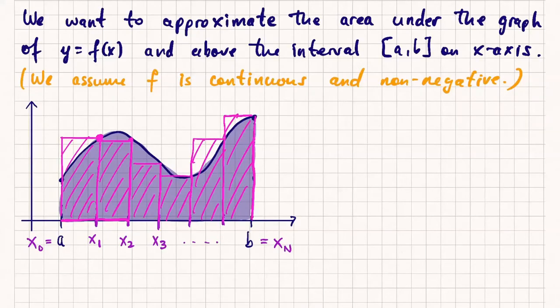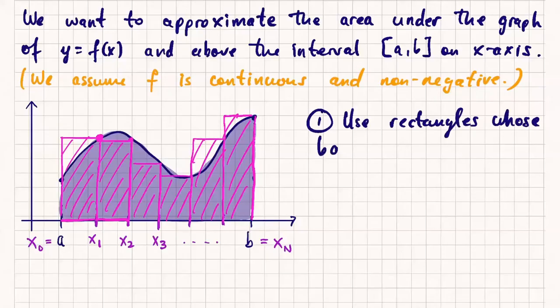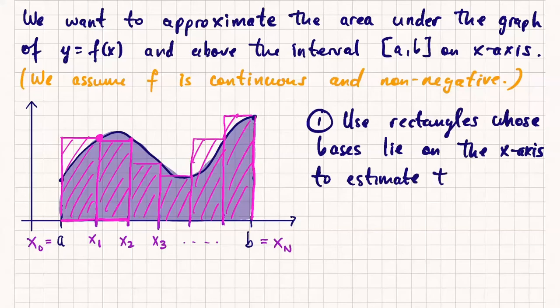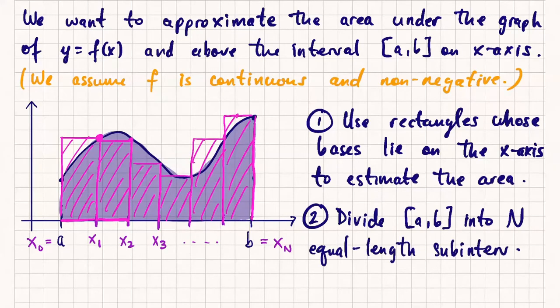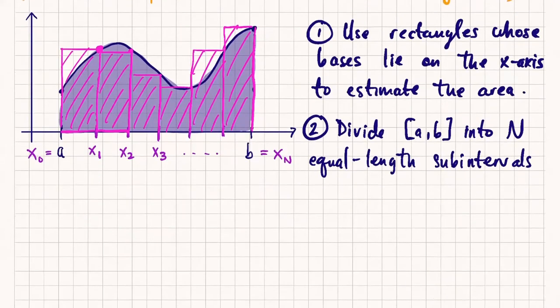Okay, so let's write that down. 1, use rectangles whose bases lie on the x-axis to estimate the area. Okay, and how do we get those bases? We divide up the interval into equal pieces. All right, so divide the interval AB into n. And again, n is the number of rectangles. It can really be any number you want. Right now I'm choosing 6. So divide the interval into n equal length subintervals. Okay. So these subintervals are the bases of the rectangles.